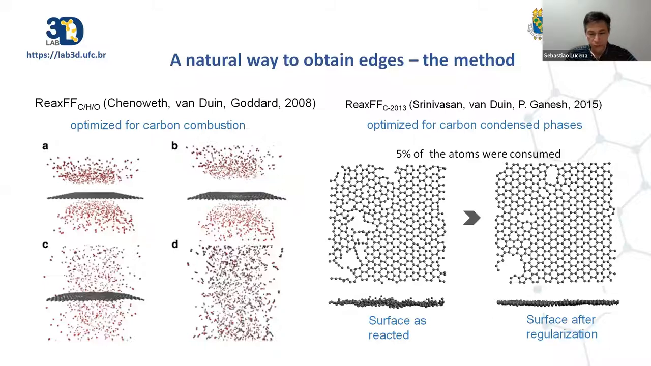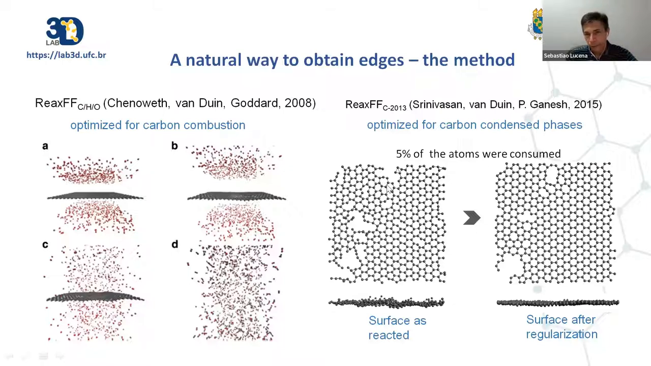The combustion force field was validated with a series of experimental systems, but a surface from this force field cannot be used in adsorption studies because it presents countless unstable structures like this we are showing here. You can see many unstable carbon rings and also linear carbon chains. Only when an optimized force field for carbon condensed phase was developed in 2015, we finally could apply reactive force field to mimic the real process of obtaining activated carbon. Because now you can perform a regularization on the surface that comes from the oxidation step.